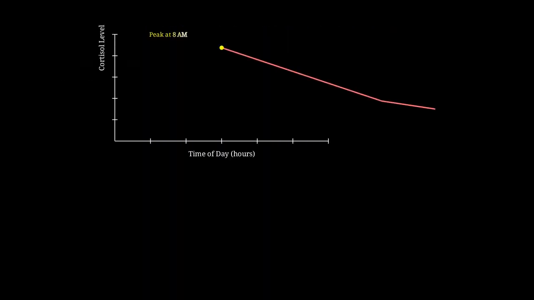Normally, cortisol follows a diurnal rhythm, peaking in the early morning around 8 a.m. and declining throughout the day. In chronic stress or Cushing's syndrome, this pattern is disrupted.